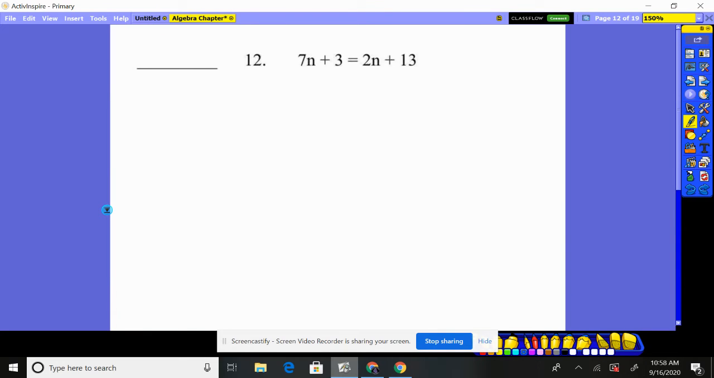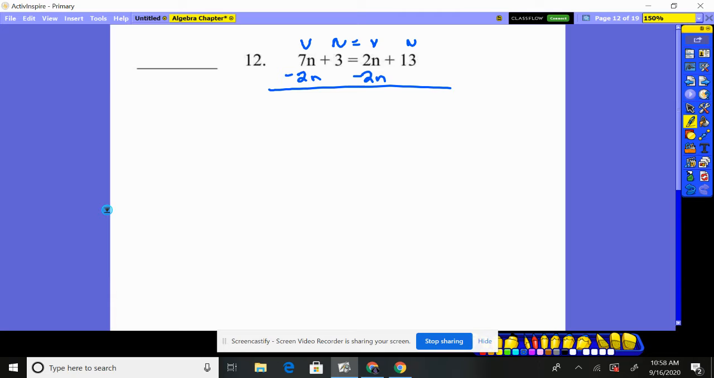Number 12. So we have a variable plus a number equals a variable plus a number. So let's get all variables on one side, all numbers on the other. So 7n or 2n, who do you want to move? I'm going to move the 2n. It's smaller, it's easier to move in my opinion. The real reason is it doesn't give us a negative number of n's.